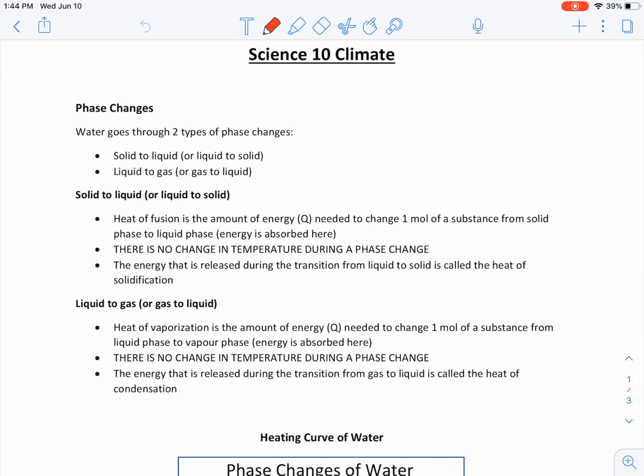Good afternoon, class. Today is our final Science 10 lesson. And today, what we're going to talk about is phases. What I mean by phases is the solids, liquids, and gases, and how objects can change from a solid to a liquid, and then a solid, or a liquid to a gas.